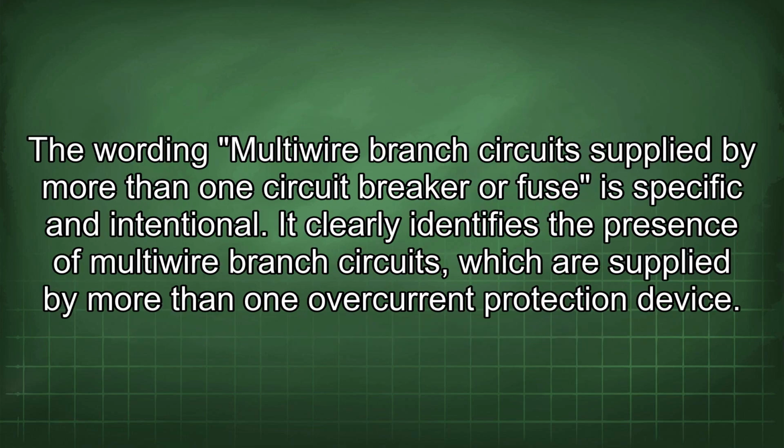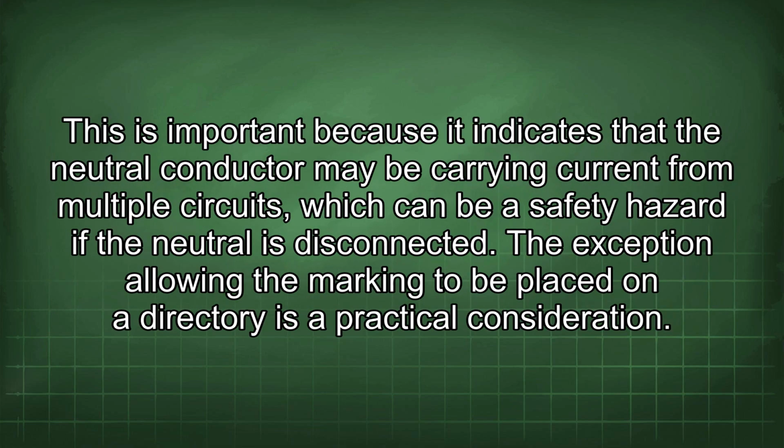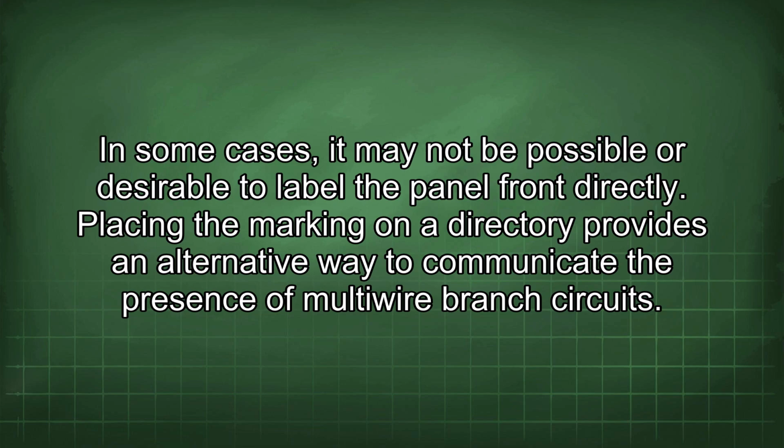The wording "multi-wire branch circuit supplied by more than one circuit breaker or fuse" is specific and intentional. It clearly identifies the presence of multi-wire branch circuits, which are supplied by more than one overcurrent protection device. This is important because it indicates that the neutral conductor may be carrying current from multiple circuits, which can be a safety hazard if the neutral is disconnected. The exception allowing the marking to be placed on a directory is a practical consideration. In some cases, it may not be possible or desirable to label the panel front directly.